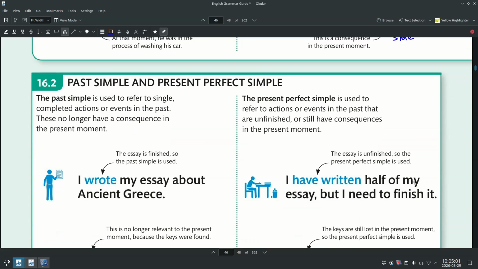Past simple and present perfect simple. The past simple is used to refer to single completed actions or events in the past. These no longer have a consequence in the present moment. I wrote my essay about ancient Greece. The essay is finished, so the past simple is used.